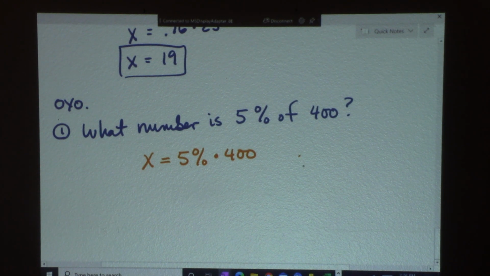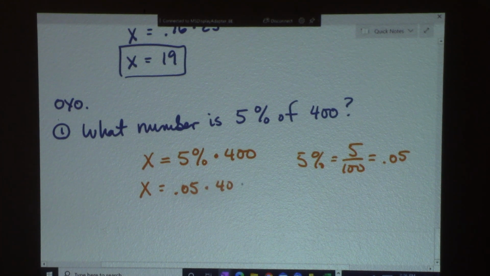Okay, so I'm going to change 5% to 5 over 100, which is 0.05. So I've got X equals 0.05 times 400, and if I multiply that, I get 20. So your answer is 20.